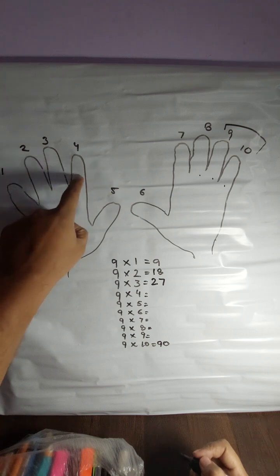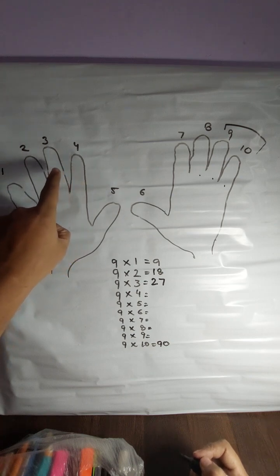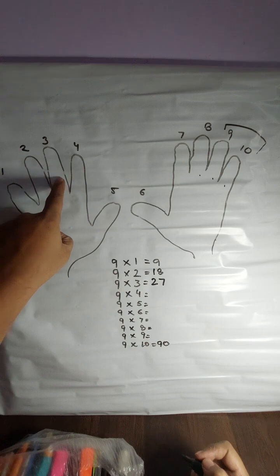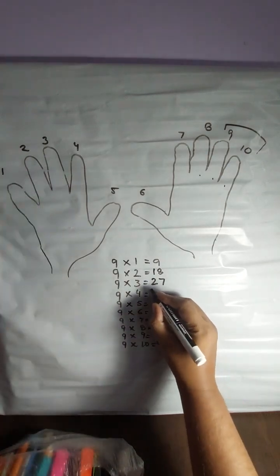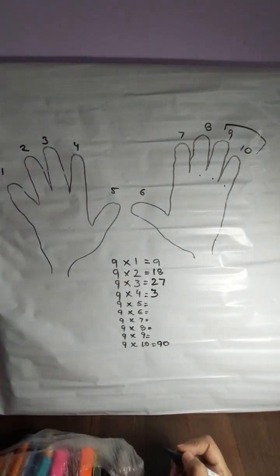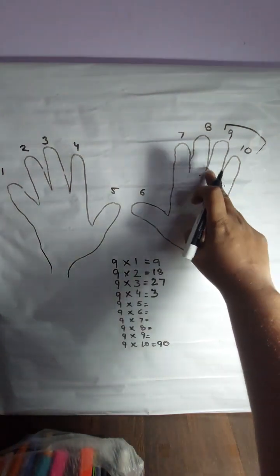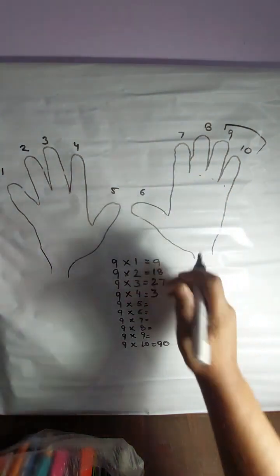1, 2, 3, 4. One finger before 4, that is 3. We will write 3. Here it is the same thing: 1, 2, 3, 4. So we will write 6.